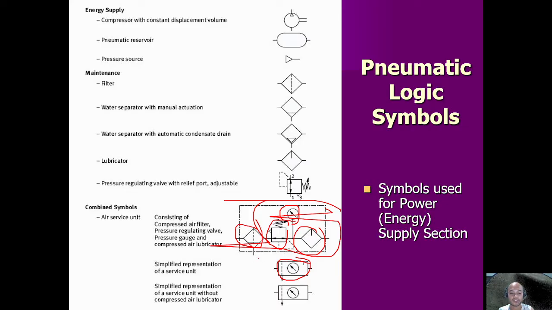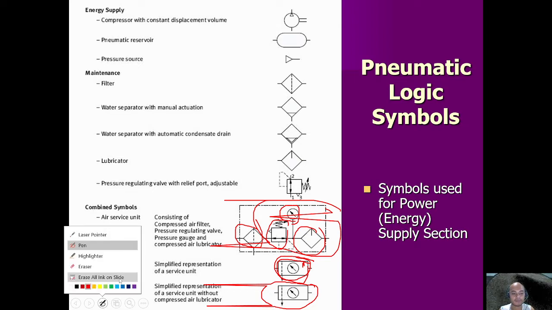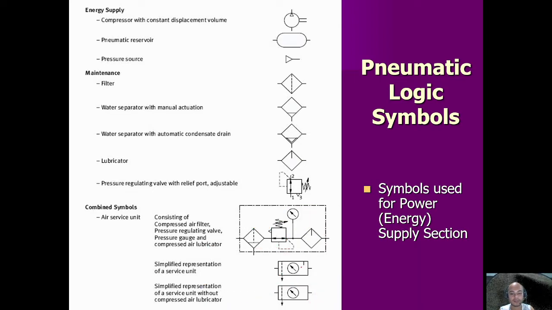But to simplify things, they also use this symbol. So it is a simplified representation of a service unit. As you can see here, there is a line, so it has a lubricator. But at the bottom, there is no line, so there is no compressed air lubricator. So you see the symbol, this symbol is like this one. This is the lubricator.